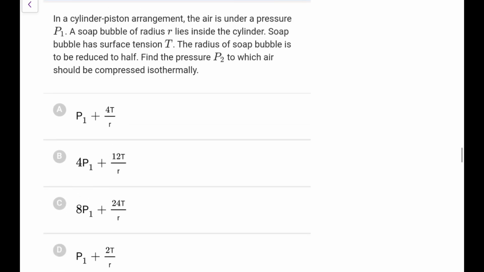In a cylinder piston arrangement, air is under a pressure P1. A soap bubble of radius r lies inside the cylinder. The soap bubble has surface tension T. The radius of the soap bubble is reduced to half. Find the pressure P2 to which the air should be compressed isothermally.